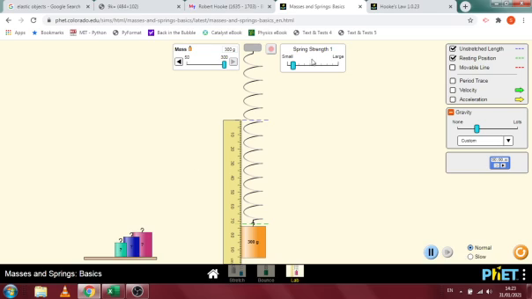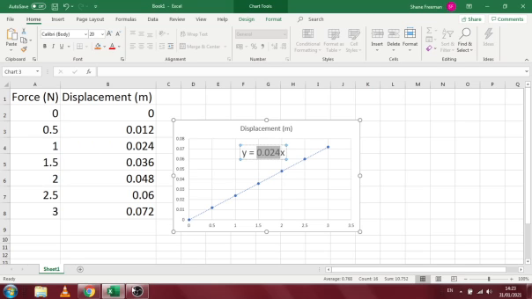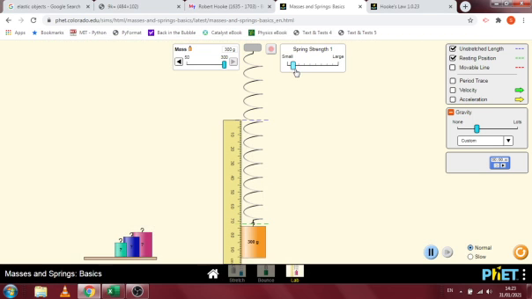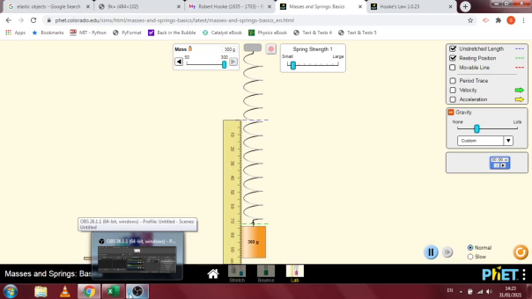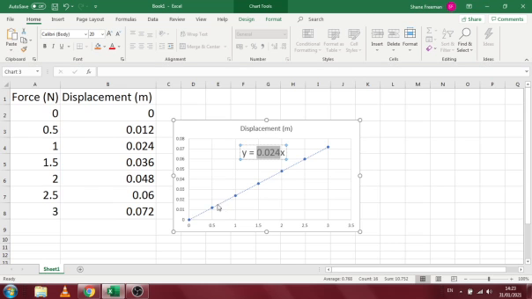So if I come back here, I can adjust the spring strength. I had it quite small, I wanted it to fit on the screen, but we can make this larger. So that constant there that we've determined in our graph, that is the spring constant. That's a unique property for every spring, and if we adjust this, we will be able to determine the different spring constant for each one. So we have the relationship here that we can see. It's a straight line graph. So force is directly proportional to displacement.